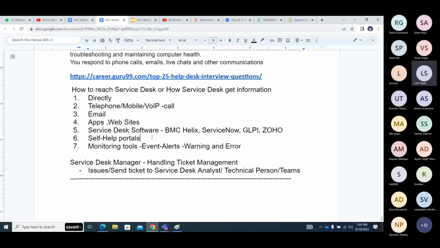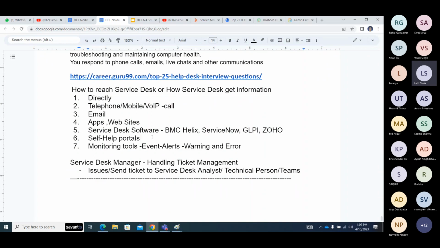BMC Helix, I already told how to log in. That video I already shared, so you can log in and try, and the training material is also available. GLPI, Zoho, Zira, OS Ticket, these are the different service software which can provide self-help portals, like level 0 portals. You can create it from them, and also handle the ticket and forward the ticket. That you can also do.